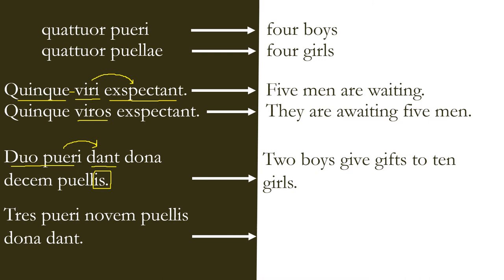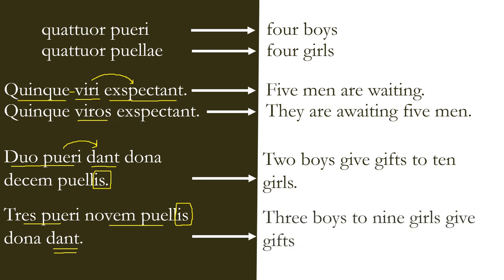Tres pueri novem puellis dona dant. Well, here's our verb, dant. Some group is giving. Is it the three boys or the nine girls? Well, this one is dative, so they can't be giving. Three boys give nine girls gifts. Okay, or three boys to nine girls give gifts.